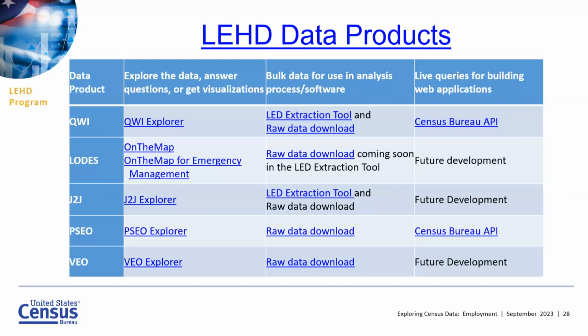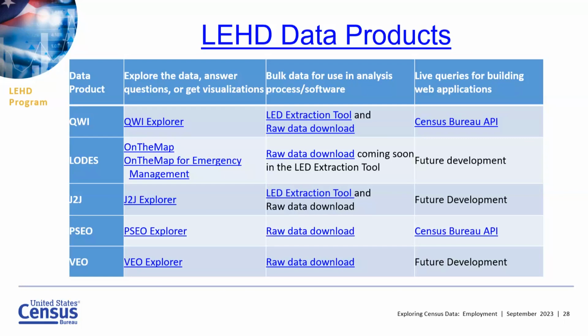If you want to look at employment for detailed and customized geography, you would look at the LEHD Origin-Destination Employment Statistics, or LODES, data using the OnTheMap or OnTheMap for Emergency Management data tools, and coming later, the LED Extraction Tool. If you want to look at statistics on job mobility across state boundaries or industries, transitions between jobs by timing and firm or worker characteristics, or earnings changes due to job changes, you would use our Job-to-Job, or J2J, flows data using the J2J Explorer and now our LED Extraction Tool.